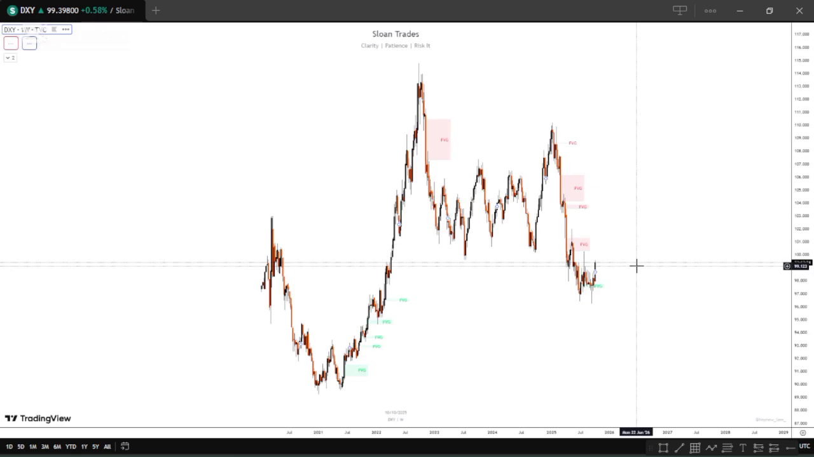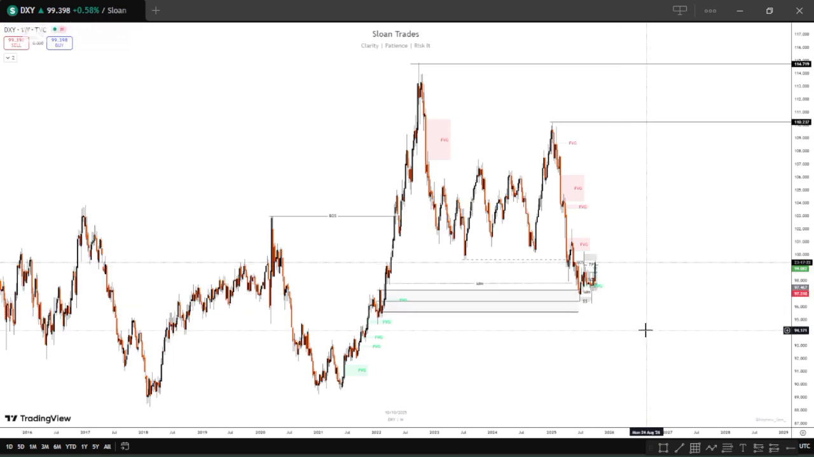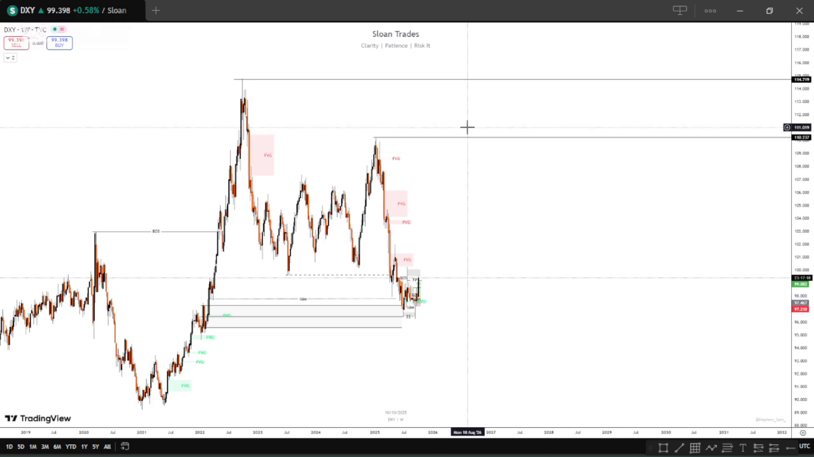Back to DXY, I have this particular structure, which is an uptrend, and I'm targeting this zone and this zone. Once it keeps buying, Euro USD will keep selling. So I'm more interested in taking trades from Euro USD, and I use DXY for confluence and correlation purposes.